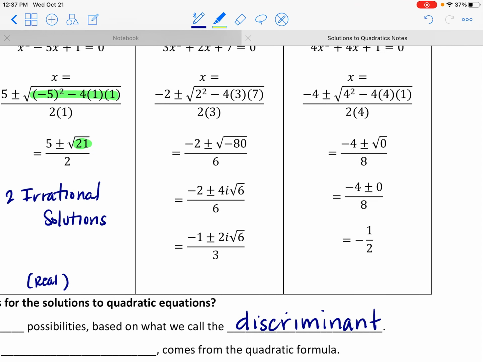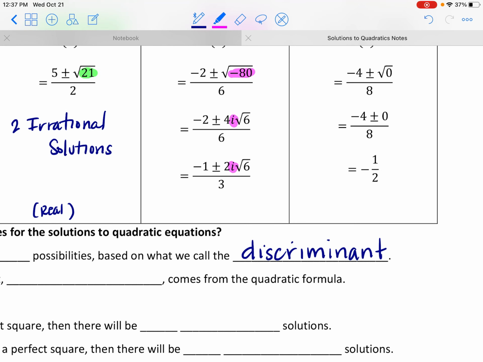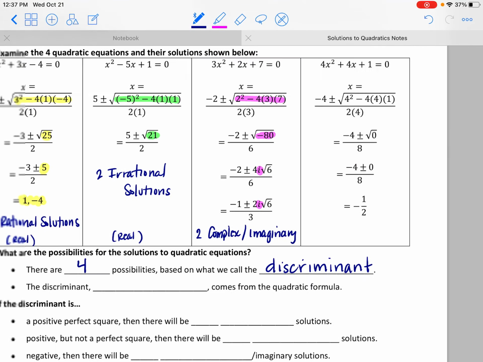And if we look at the next guy, again, solving with our quadratic formula, underneath the radical, this time we end up with a negative 80. And now 80 is not a perfect square. Even if it was, let's say it was like a 25, the fact that it's negative makes the i come out of the radical. And that is why in this case we ended up with these 2 imaginary or complex solutions. So the 2 complex or imaginary solutions are going to happen if you end up with a negative under that square root. Okay?